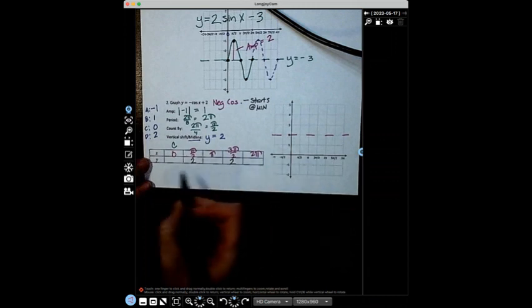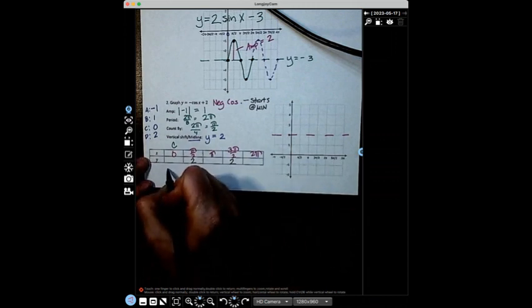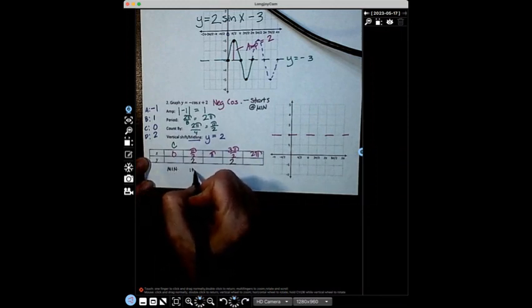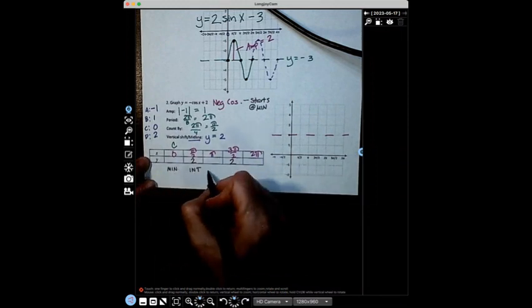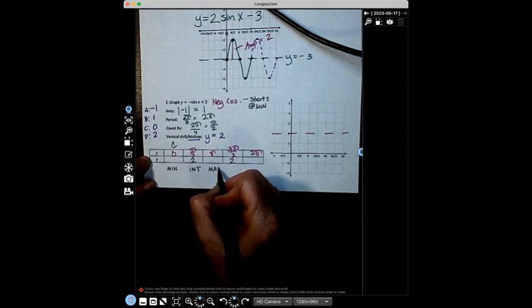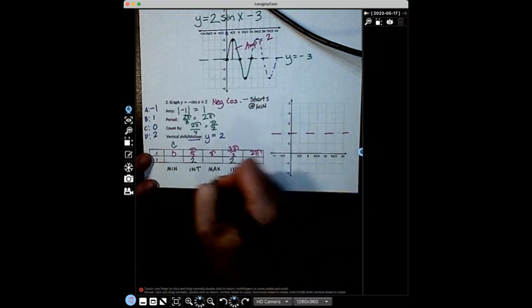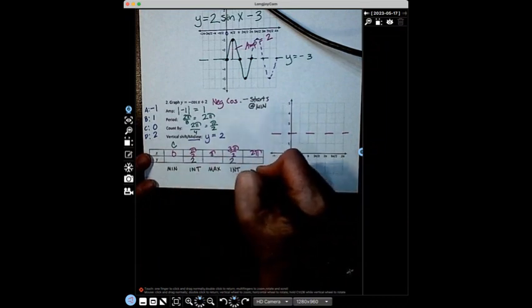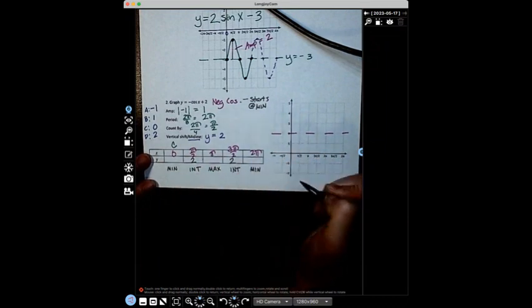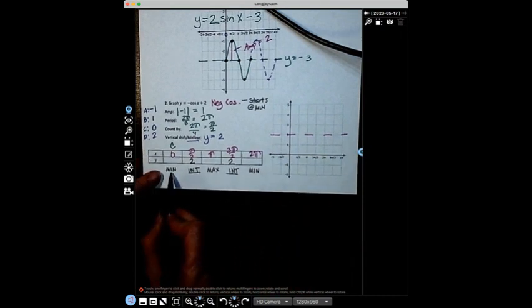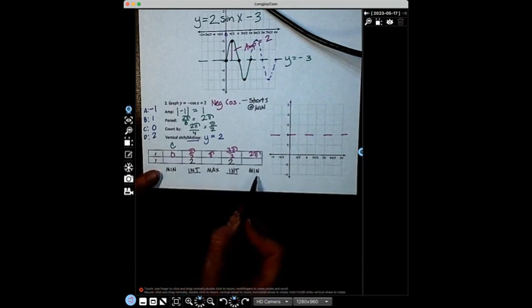Okay? Because our pattern starts with, let's write the pattern, the minimum, goes to the intercept or the midline, then goes up to the maximum, comes back to the intercept, and then ends at the minimum. So this is a negative cosine: min, intercept, max, intercept, min.